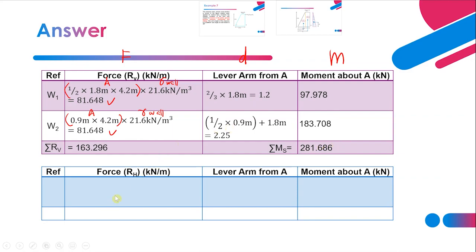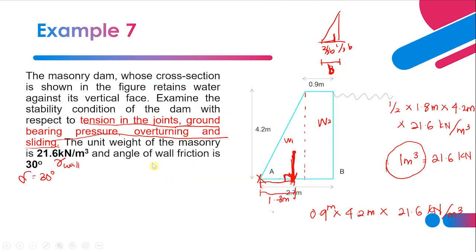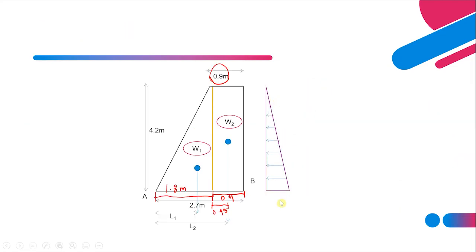The next is we need to find the horizontal forces. But first we need to look again at what actually the horizontal forces are here, or lateral forces. So the masonry dam, it is a dam, so it retains water. Okay, so when it retains water, you should know what the formula is. This is the pressure distribution for water.